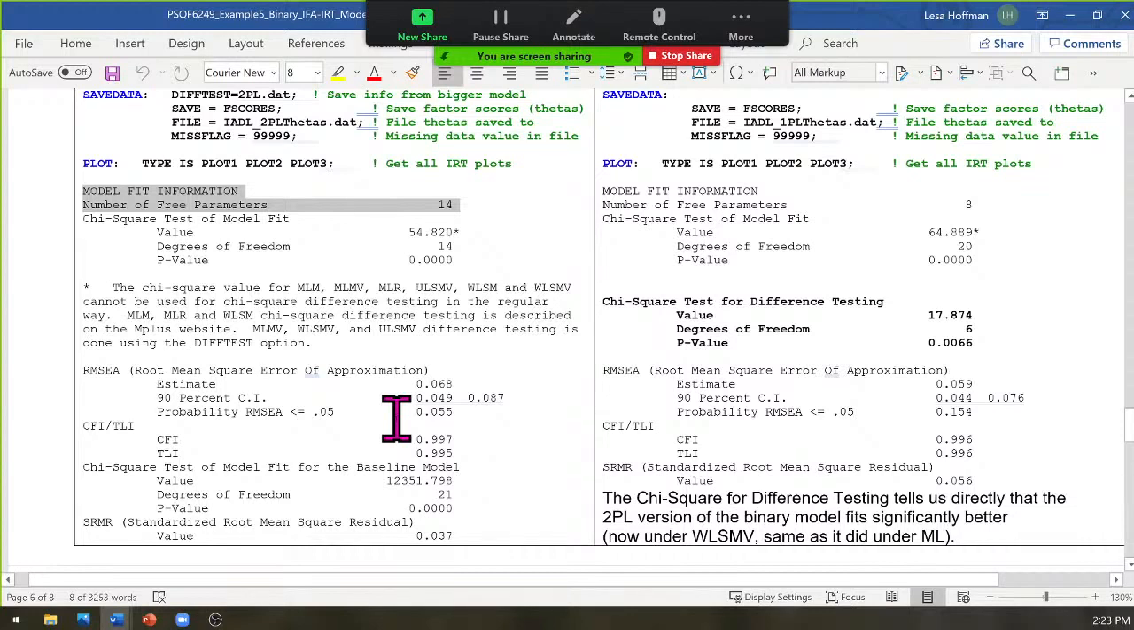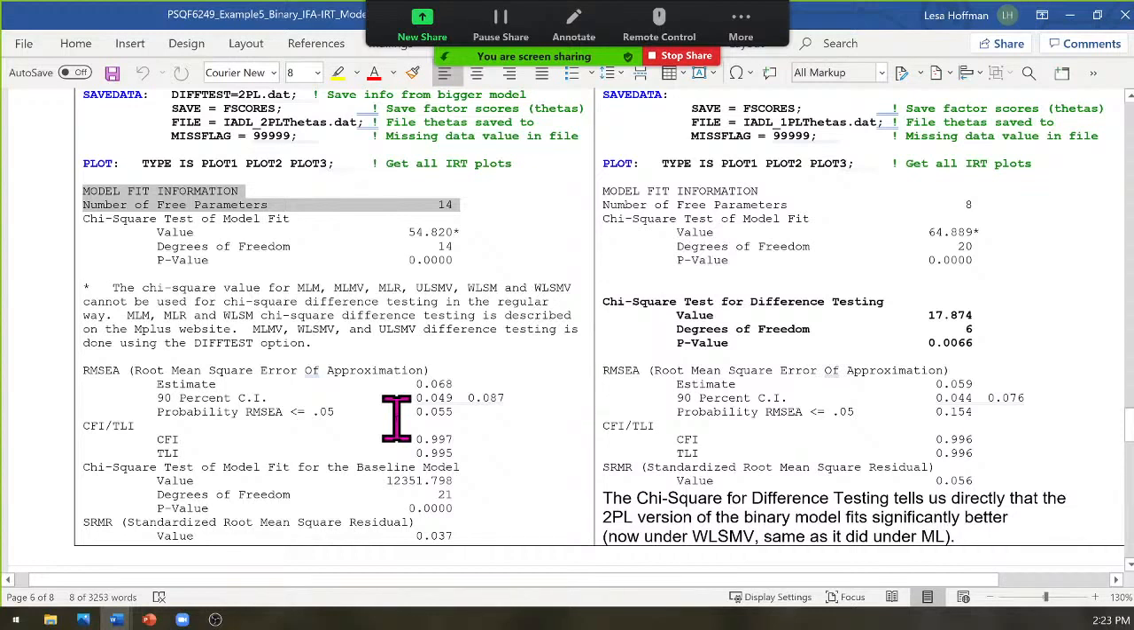So if the chi-square for difference testing is significant, there is a significant difference in fit between the two models. In this case, the degrees of freedom is 6 because you're comparing a model that started out with 7 loadings to a model that had 1 loading, a savings of 6. And the significant p-value means that going from 7 to 1 hurt the model.